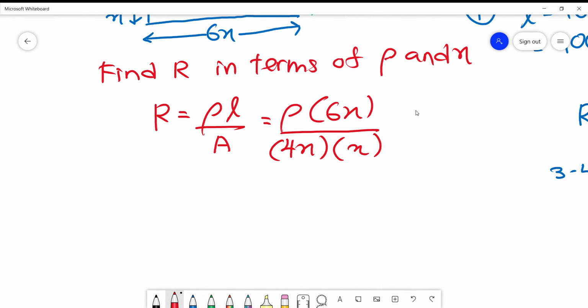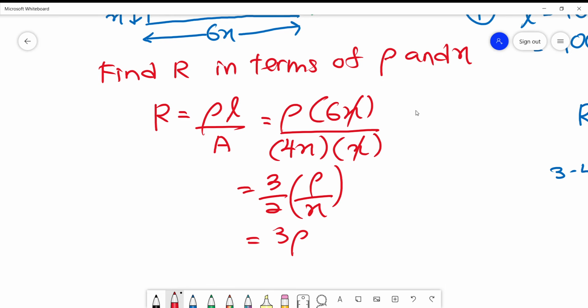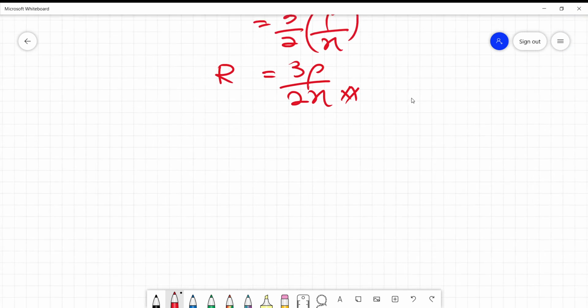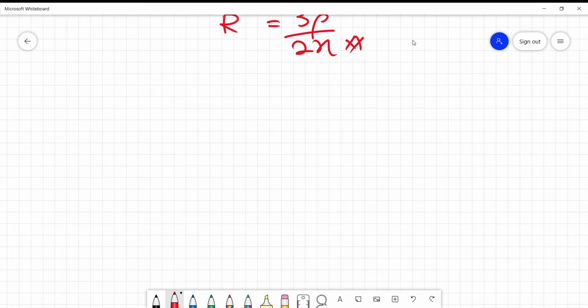If I simplify it, the x can be cancelled, and 6 over 4 simplifies to 3 over 2. So we get 3 rho divided by 2x. This is our resistance. This is how we find the resistance for different forms of conductor. Okay, so let's move on to the third example.